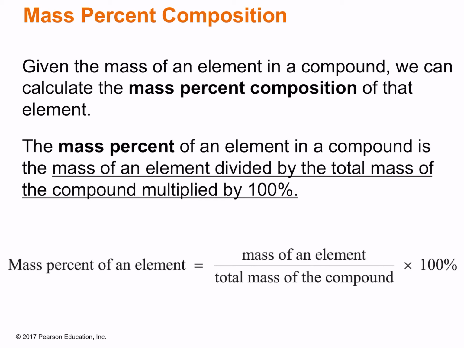So on to the next bit. This was our second topic that we had to cover today, which is mass percent composition. It says, given the mass of an element in a compound, we can calculate the mass percent composition of that element. The way that you do that is you take the mass of the element, divide by the total mass of the compound, and then multiply it by 100. Multiplying by 100 is to actually get it into a percent. Otherwise, this would just be a fraction. So we're going to go through practicing how to do this.